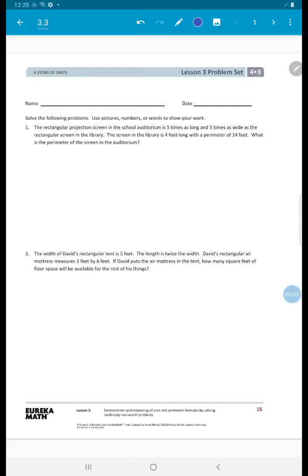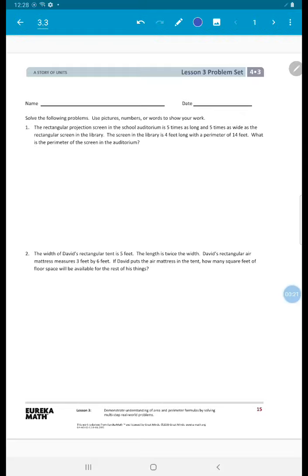Today we're going to work Module 3, Lesson 3. We'll be demonstrating understanding of area and perimeter formulas, which we've been working with the last 2 days, by solving multi-step real-world problems. So we're going to work through the problem set together.